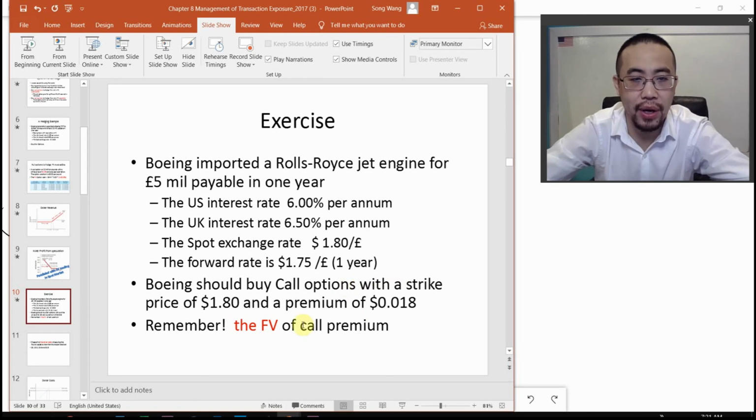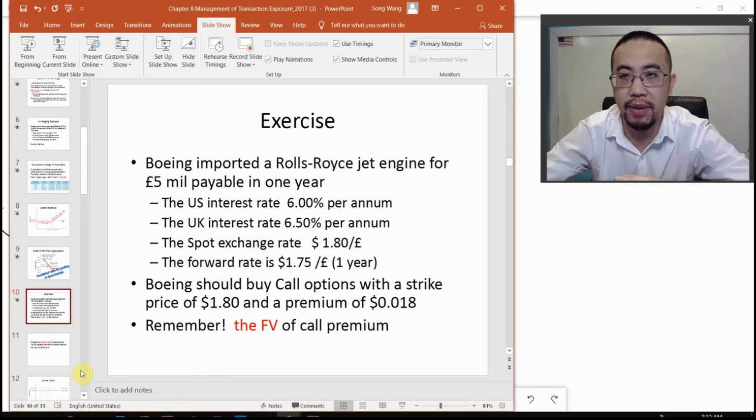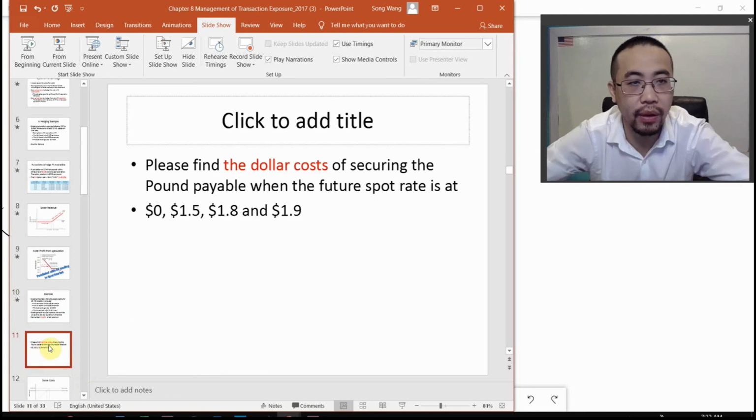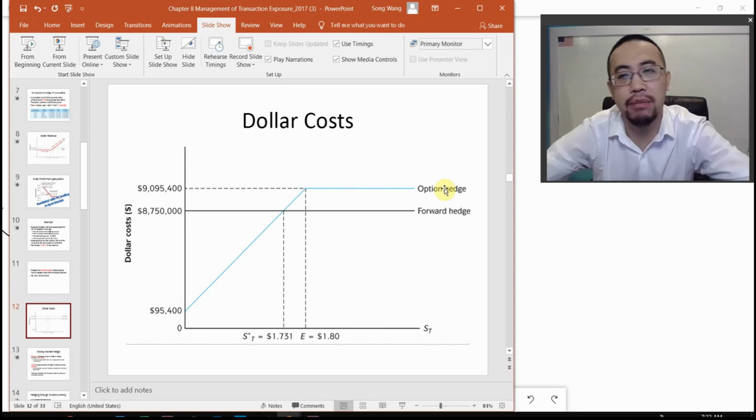And be careful when you are considering the call premium, make sure you compound it into future value, because you are paying the premium now, but when you exercise it, it's going to be in the future. Okay, so this would be the dollar cost for you. This is directly from the textbook.